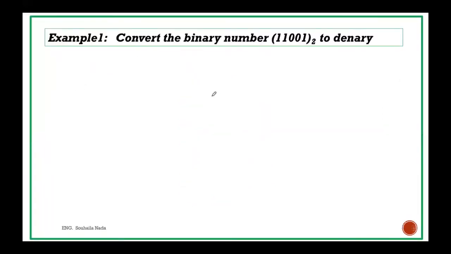If I ask you to convert a binary number, remember binary means only 2 symbols, 0 and 1. We would like to convert this value, which looks very scary. What is 11001? This could be your mobile number, by the way. I would like to convert it to denary. So let us see how.